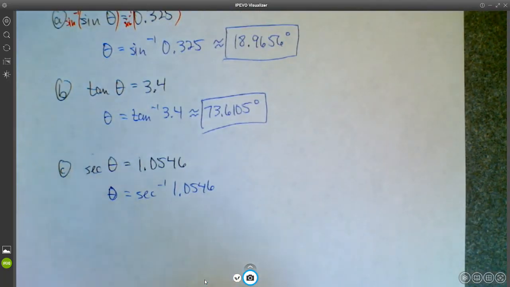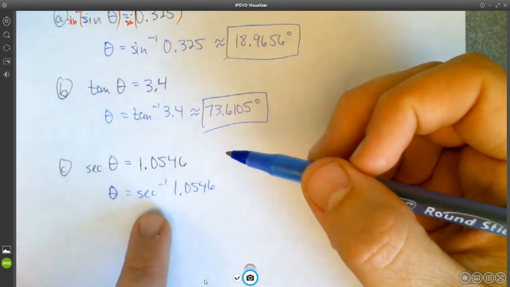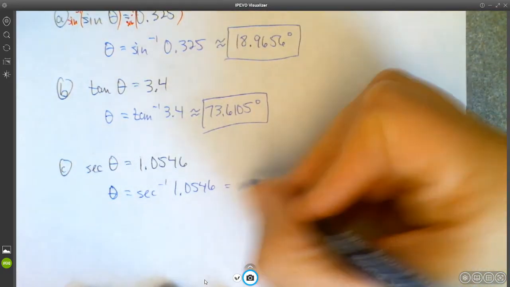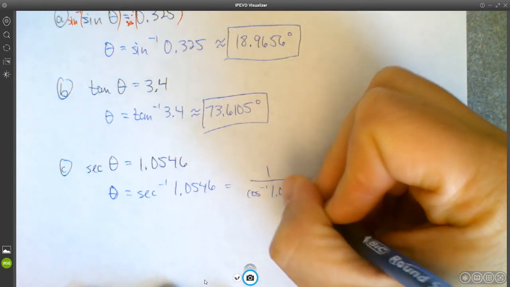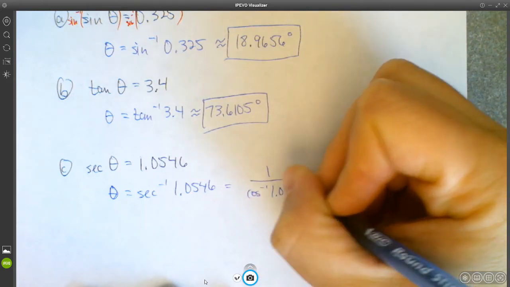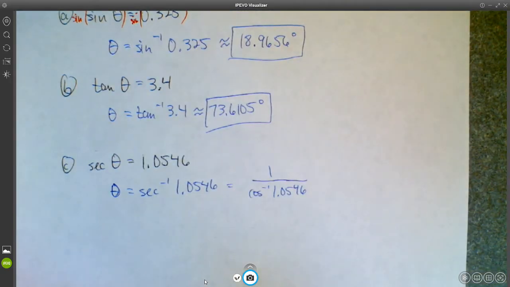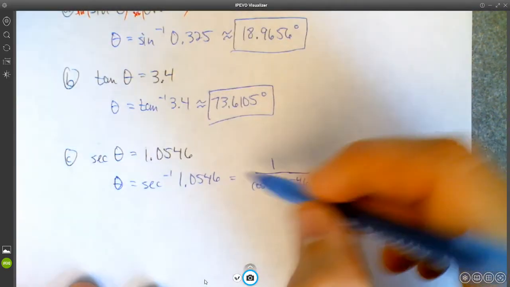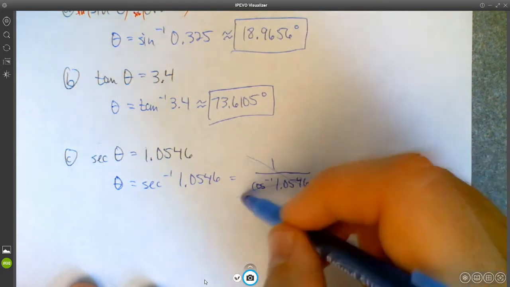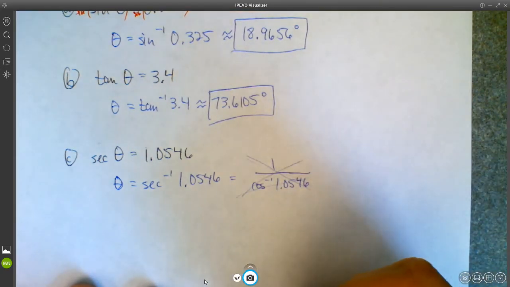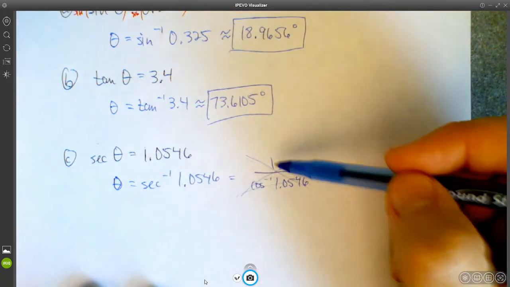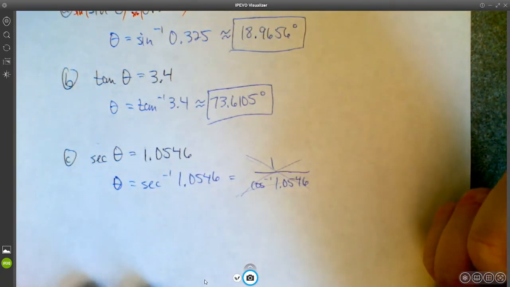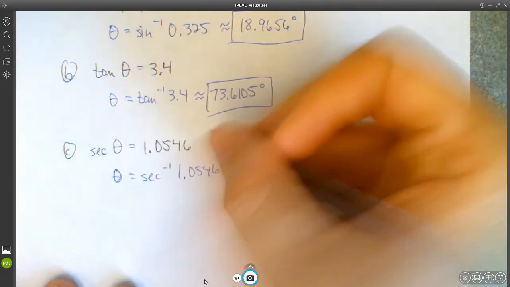So then what you might be tempted to do is to say, well, secant is 1 over cosine, right? So isn't this just 1 over cosine inverse of 1.0546? And the answer is no. It's a little different than that. So that's not going to work out. This is not correct. It is true that secant is 1 over cosine, but secant inverse is not 1 over cosine inverse. So here's what you should do.